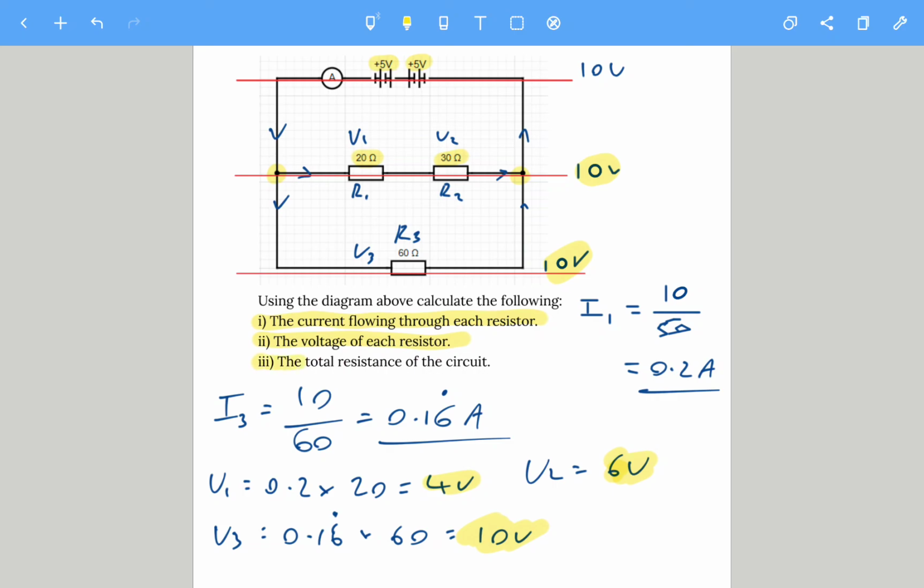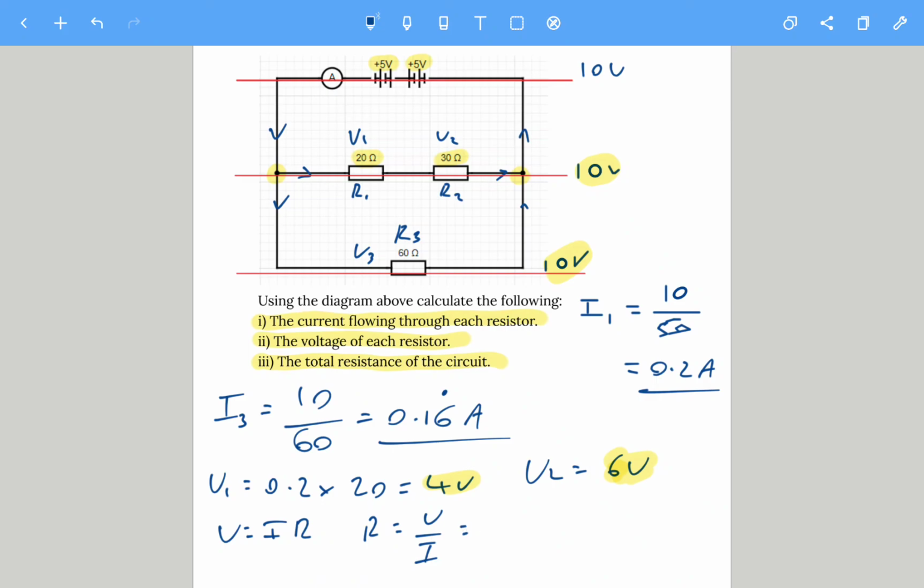Right, last one. No more mess ups. Number 3, the total resistance of the circuit. So total resistance of the circuit. Let me make some room. I'm just going to rub that one out. So we're going to use V equals IR. Rearrange for resistance. So that's voltage divided by current. We've done that a few times now.